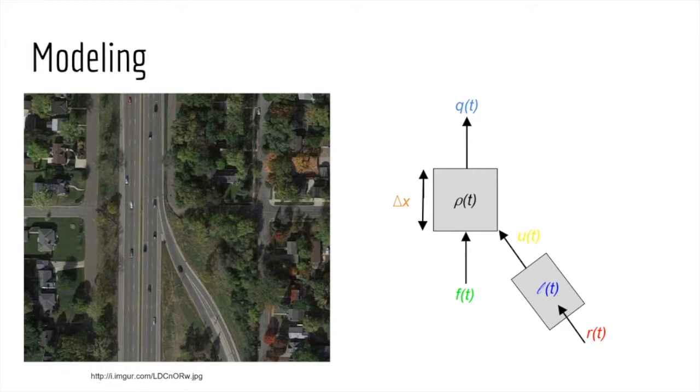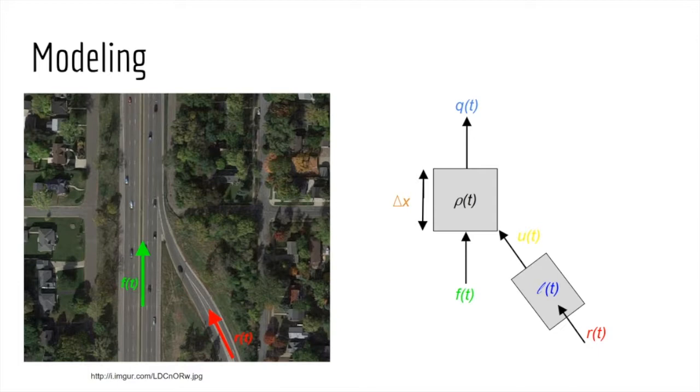Modeling. Here we have a pictorial representation of the inputs, outputs, and components of a simple feedback ramp metering system. First is the mainline traffic flow F of T. This can be represented as the cars that are already a part of the mainline traffic flow. Next is the ramp inflow R of T. This is the cars entering the highway ramp from other areas and roadways.